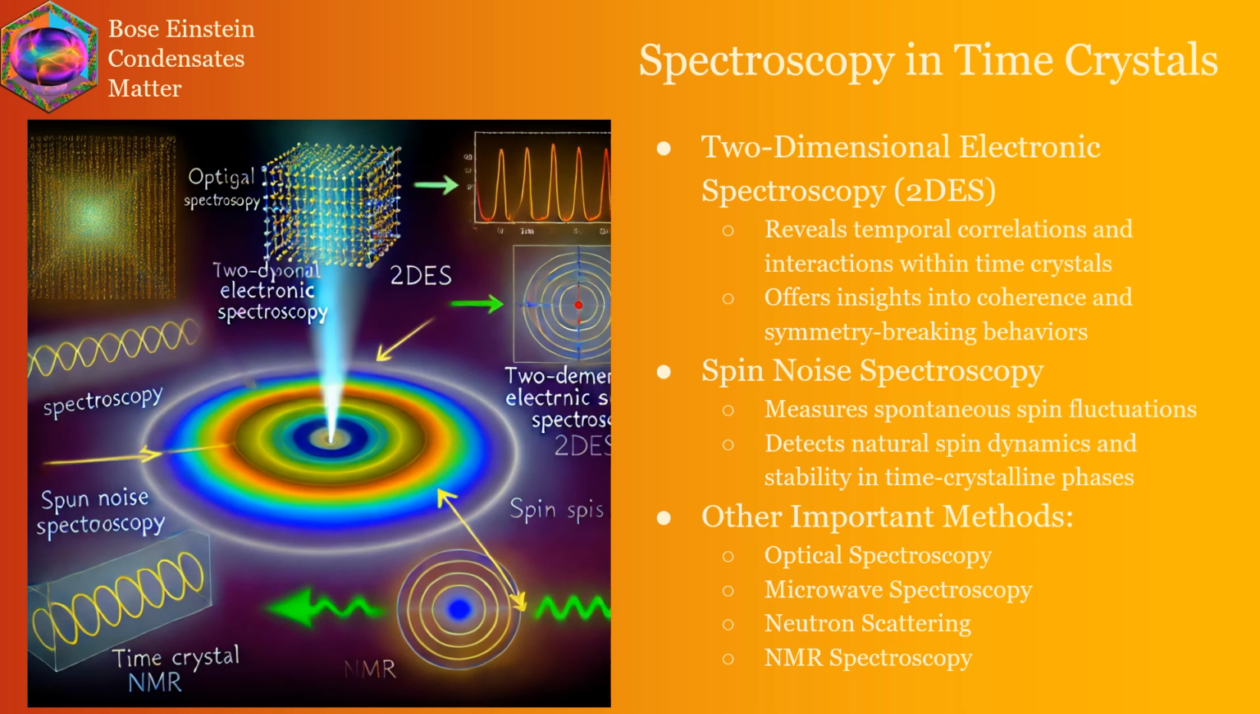Spectroscopy in time crystals. Spectroscopy techniques, including two-dimensional electronic spectroscopy (2DES) and spin noise spectroscopy, are crucial for studying time crystals by revealing their unique properties like subharmonic responses, coherence, and symmetry-breaking behavior. 2DES provides detailed insights into temporal correlations and interactions, while spin noise spectroscopy measures spontaneous spin fluctuations to detect natural spin dynamics and stability in time crystalline phases. These methods, along with optical, microwave, neutron scattering, and NMR spectroscopy, help explore the dynamic properties and potential applications of time crystals.